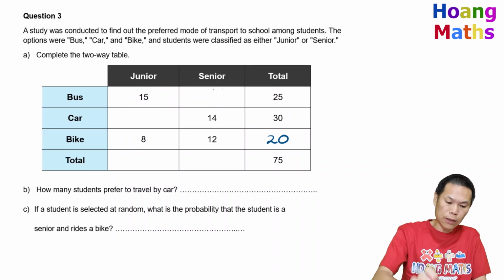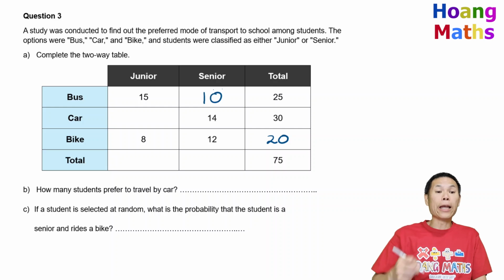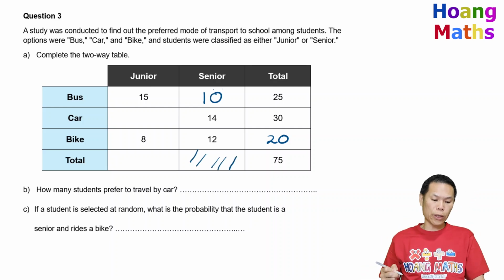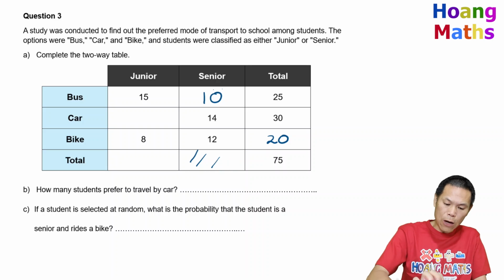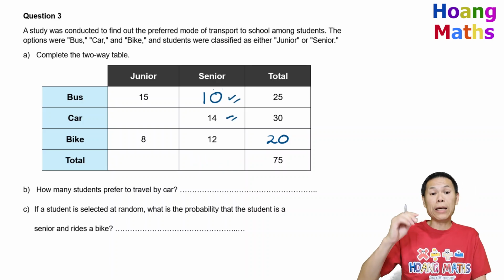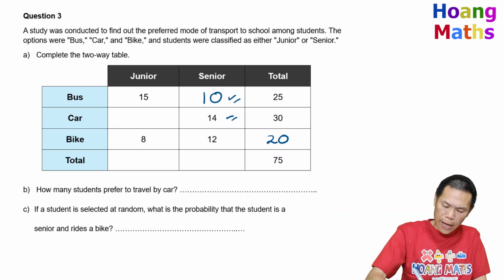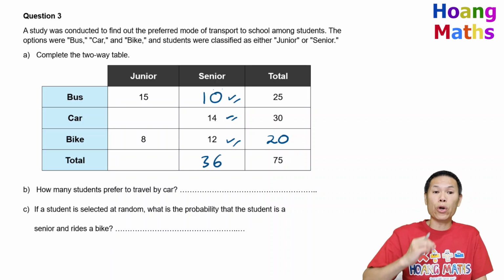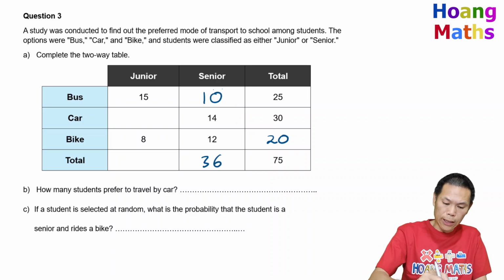So let me just clear this first. So this should be 10. And of course, we can find out the total of senior students. So to work this out, we just go 10 plus 14, so that will give us 24. We add 12, so that gives us 36. 36 here. Of course, you can just put it on a calculator and you should get 36.